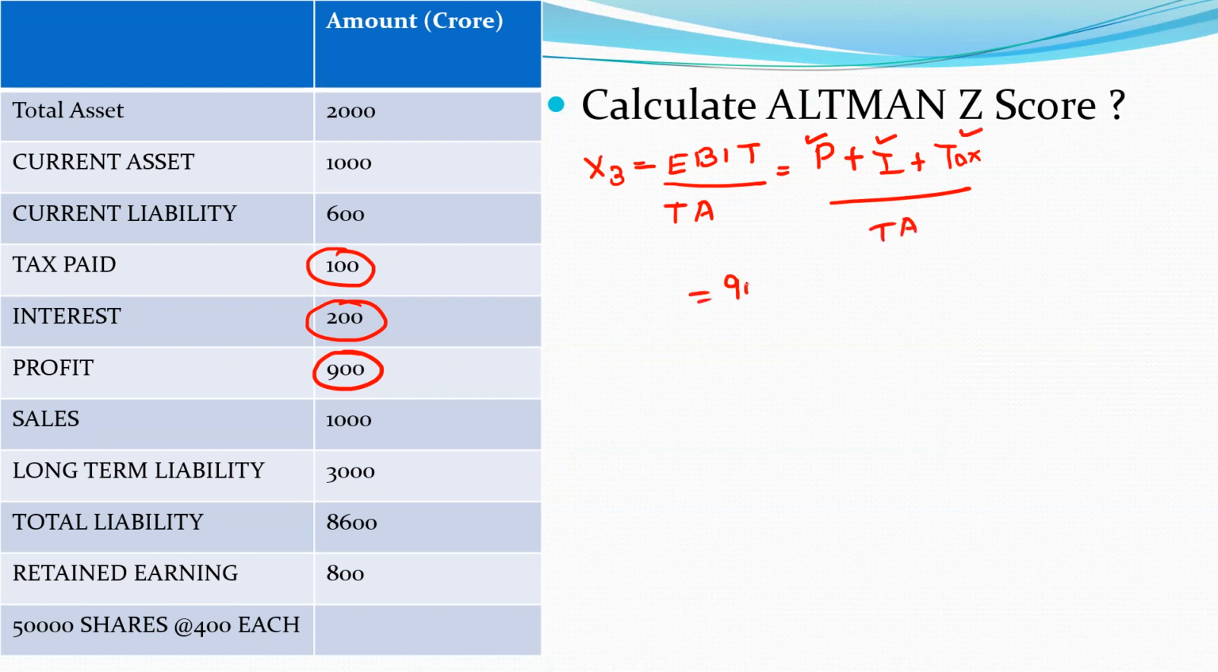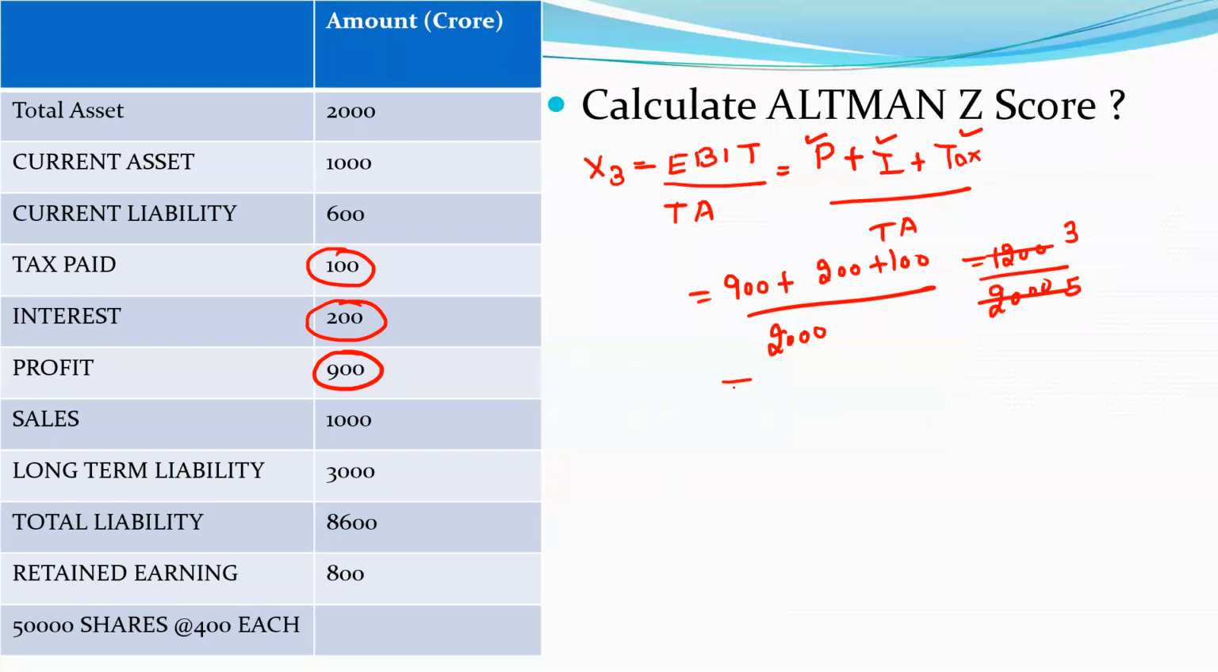Profit here is 900, interest here is 200, and tax paid here is 100, upon 2000. So 1200 upon 2000, which is 3 by 5. Dividing 3 by 5, it comes out to 0.6. Clear? So x3 here is 0.6.